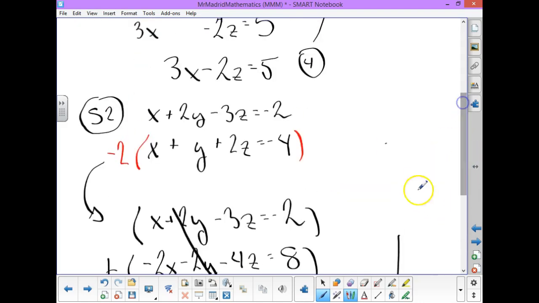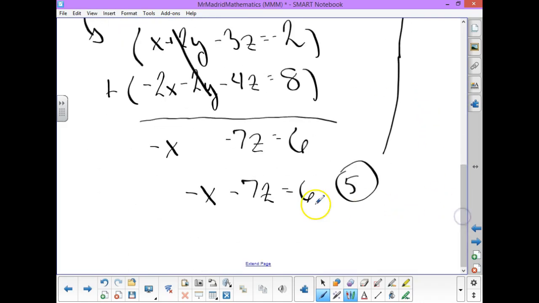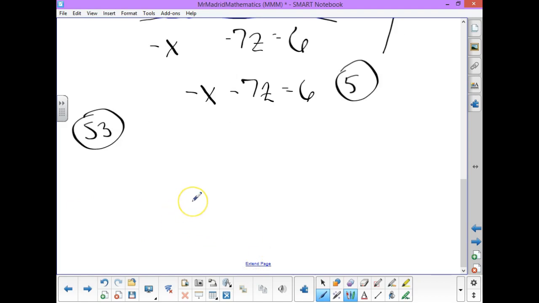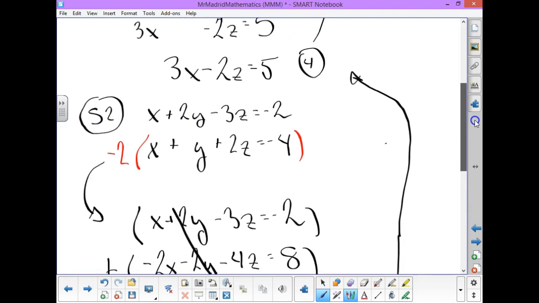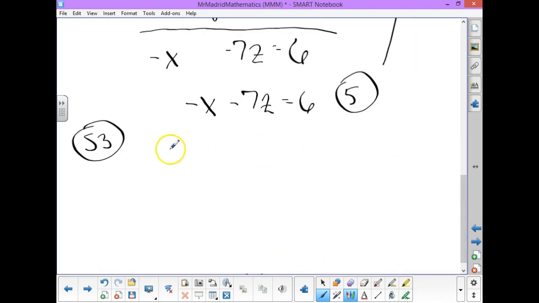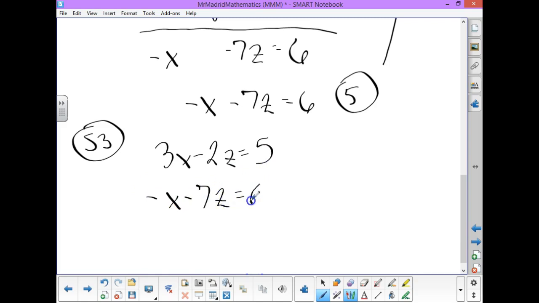And he belongs with this family over here. I'll connect them to this guy. Alright, so now we have 2 small ones. Cool, it should shorten our work. So let's move on to step, we can call this 3. Alright, now here we're going to take advantage of our 2 small equations. So 3x minus 2z equals 5, and we have negative x minus 7z equals 6.